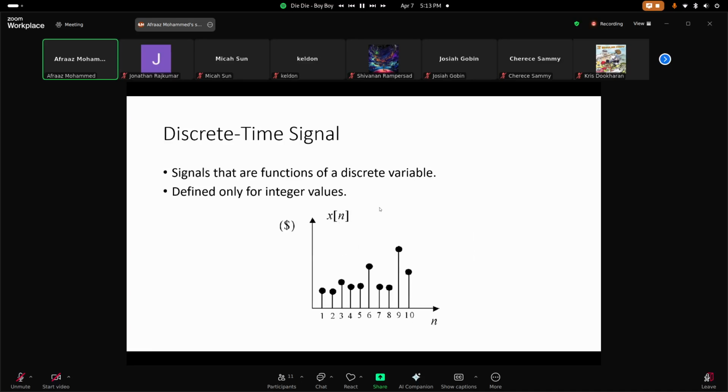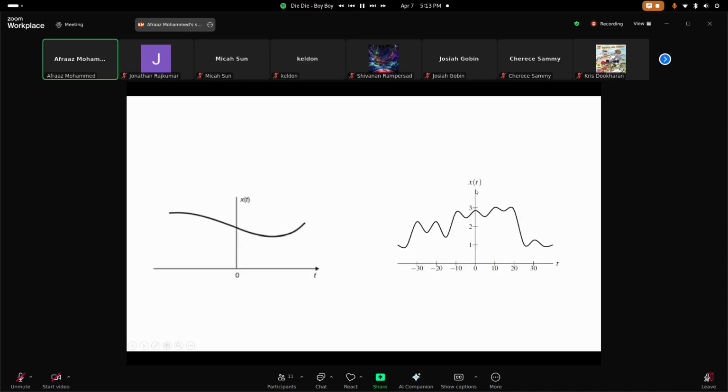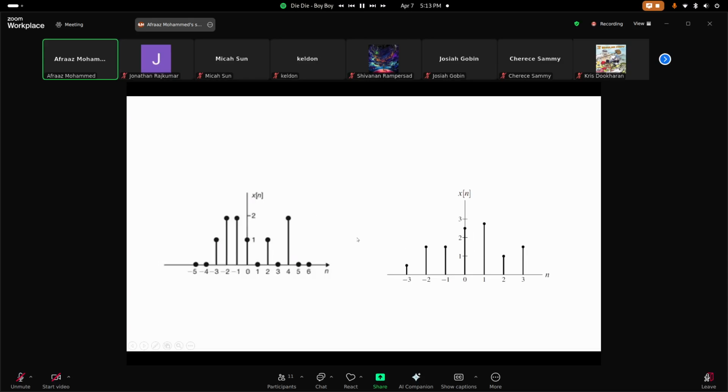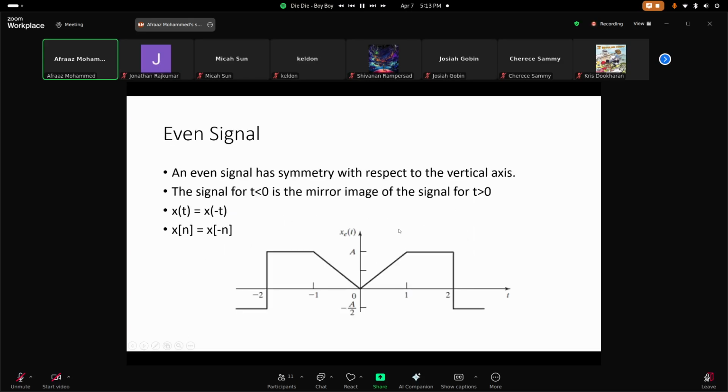So x of n. Some differences between discrete and continuous time signals, other than the n and t, is the brackets and how it shows, right? For discrete time signals, it's usually a square bracket, and for continuous time signals, it's normally curved brackets. So that's how it's represented. These are some more examples of discrete time signals. It's usually at specific points you have a value, not throughout the entire signal.